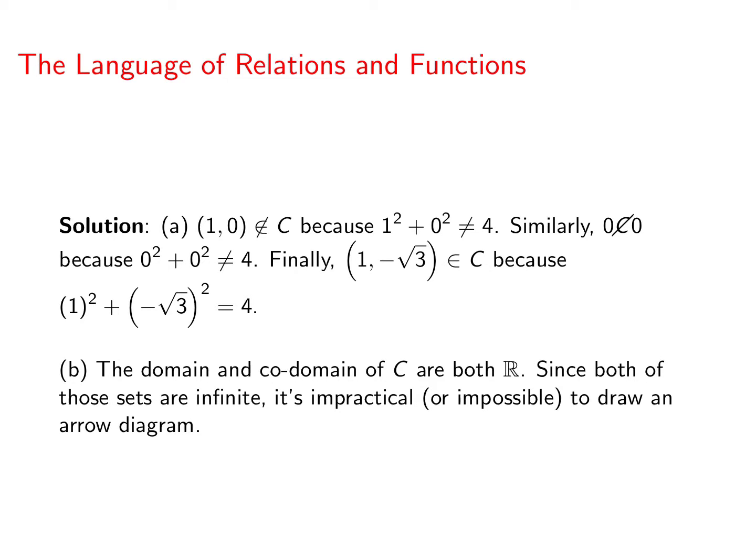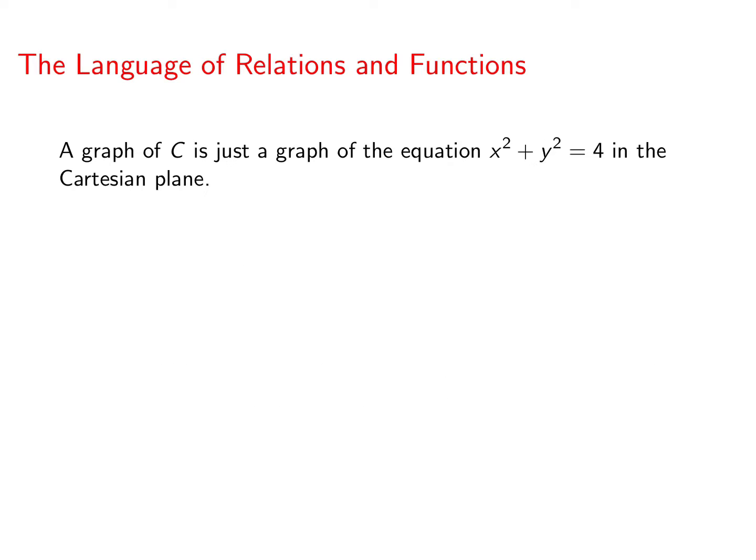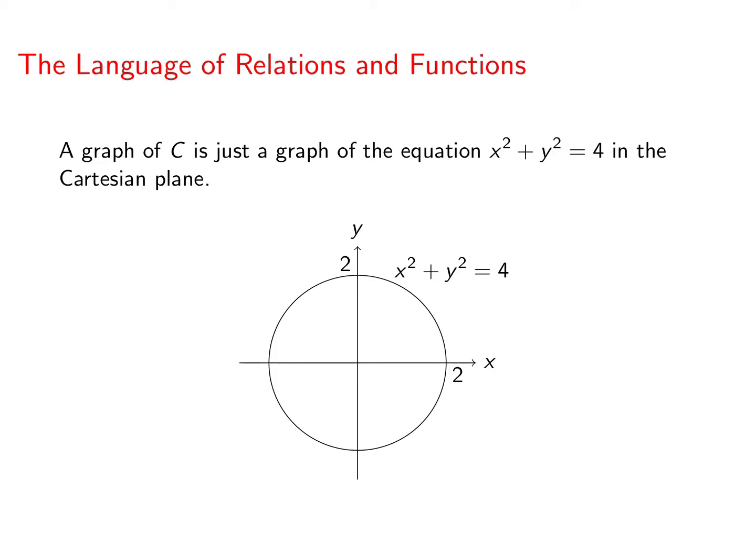Now, those sets are infinite. There's infinitely many real numbers, so it's completely impractical, or maybe even impossible, to draw an arrow diagram. So instead, we'll draw a graph. So you get a picture that looks like this.